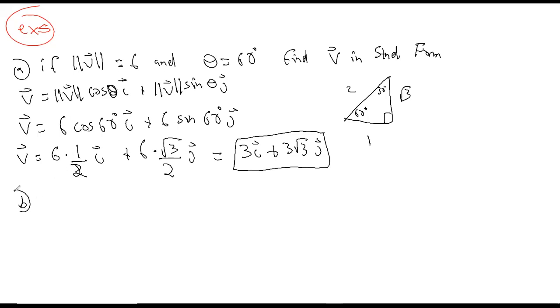All right. Let's say our length was 11, and the angle is 192 degrees. And let's be specific. Find V in standard form to one decimal place.